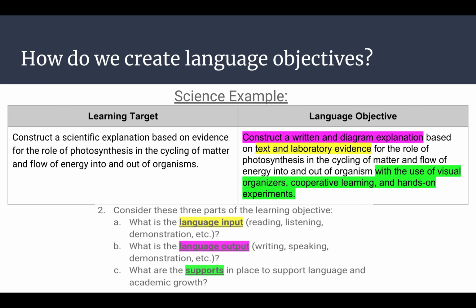For example, in science, on the left side we see the learning target drawn from the curriculum. On the right side, I added the language input, text and laboratory evidence, the language output, construct a written and diagram explanation, and the supports with the use of visual organizers, cooperative learning, and hands-on experiments.